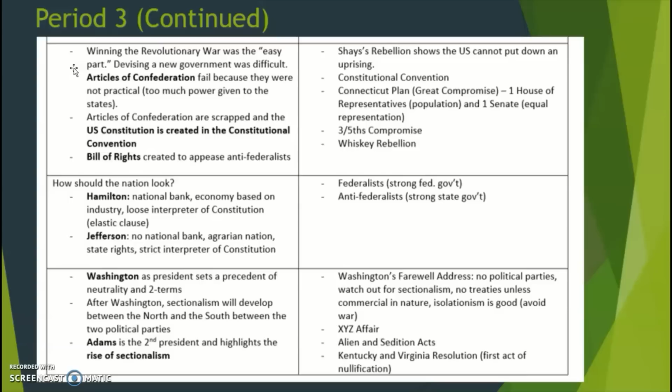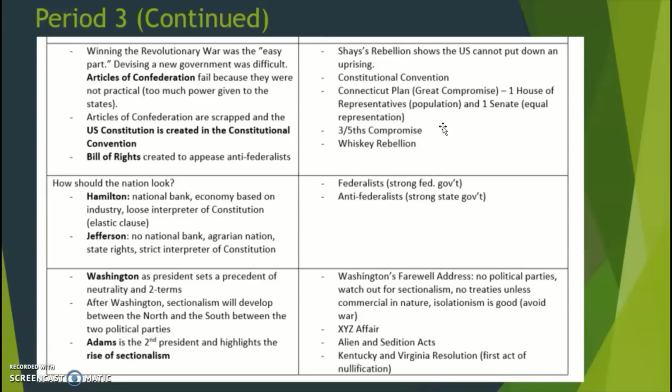cannot put down, the Founding Fathers get a little bit concerned, and they will convene in Philadelphia for the Constitutional Convention, and they will try to set up our new Constitution, which we have today. So it's important to know that we have the Great Compromise, which is going to create one chamber of Congress, the House of Representatives, based on population, and another chamber, the Senate, based on equal representation. We will also see the 3/5 compromise, the unwillingness to really deal with slavery and count slaves as 3/5 of a person.